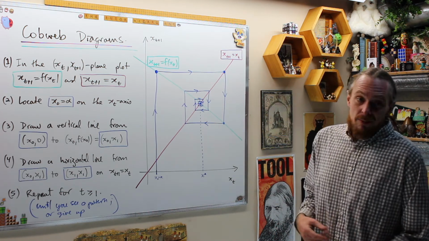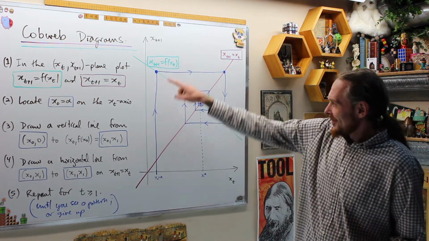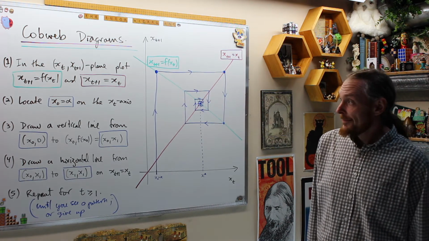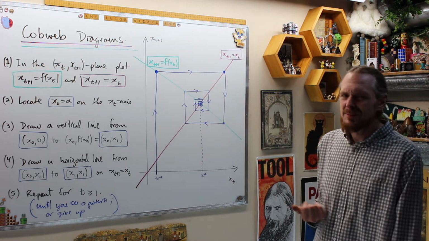All right, so what are cobweb diagrams? I'm pretty sure they're named that because it looks like a spider web or a cobweb. This one anyways, that's why I picked it. Some of them don't exactly.